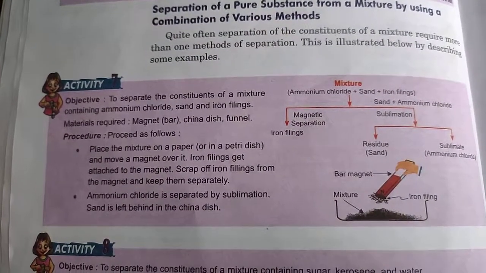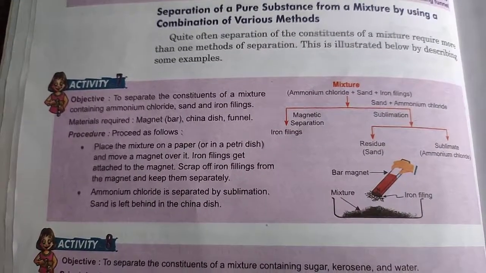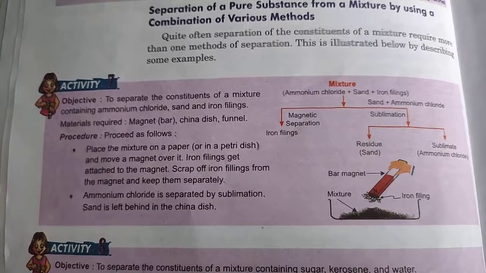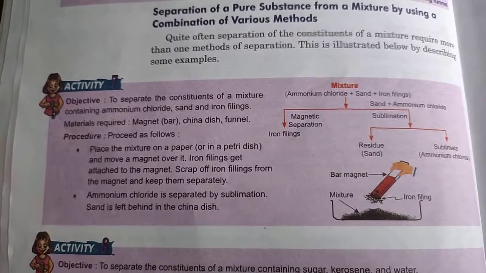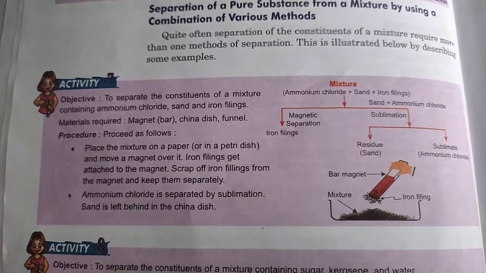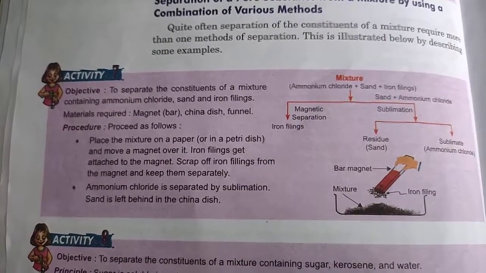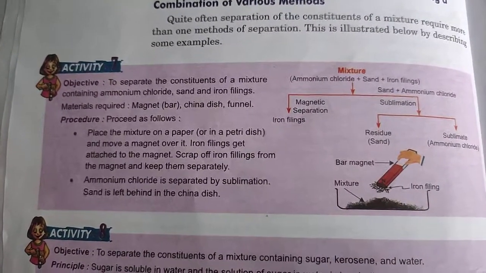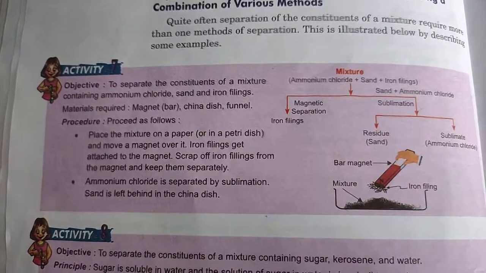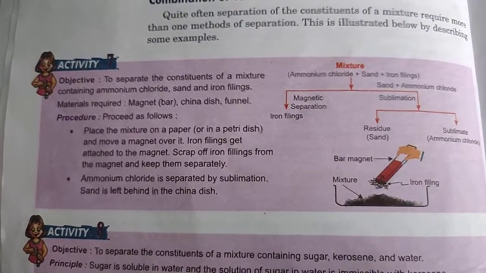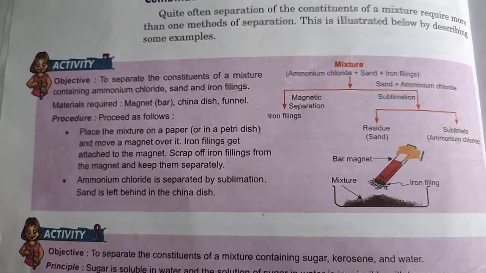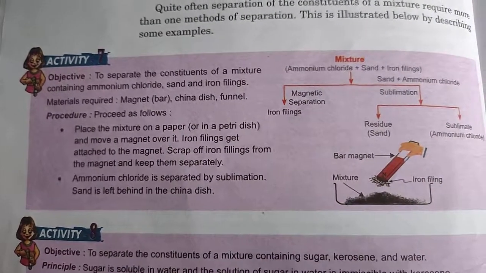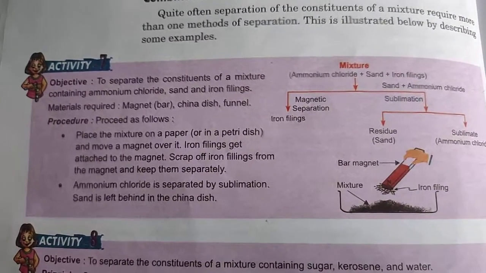Now you see, suppose I have a mixture of 3 or 4 substances, then how can you separate this mixture? See, in your activity 7, how can you separate a mixture of ammonium chloride, sand and iron filings? As you know, iron filings can be attracted by a magnet. So if a mixture of ammonium chloride, sand and iron filings is in your beaker, then bring a magnet near this mixture. What will happen?